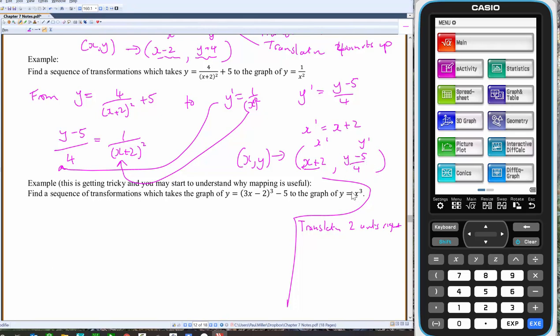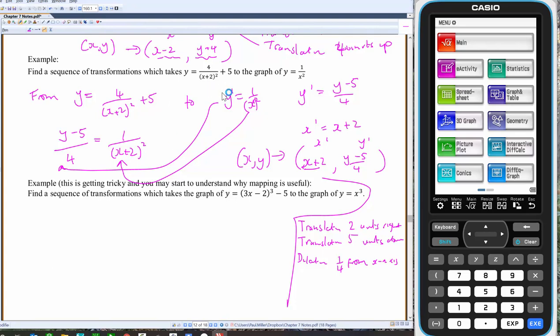Well, you've got to think about how it's been built up. It has 5 units removed from it. So we're going to say translation 5 units down. And this then gets multiplied by 1/4. So we're going to say it's a dilation 1/4. Now we're multiplying by y, so that's a dilation factor quarter from x axis.